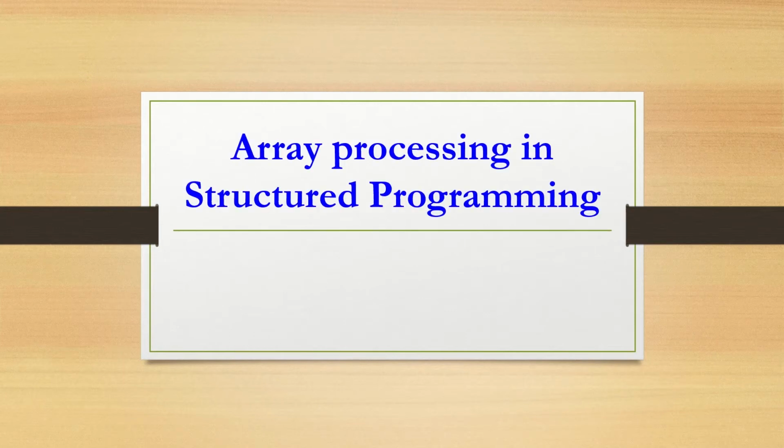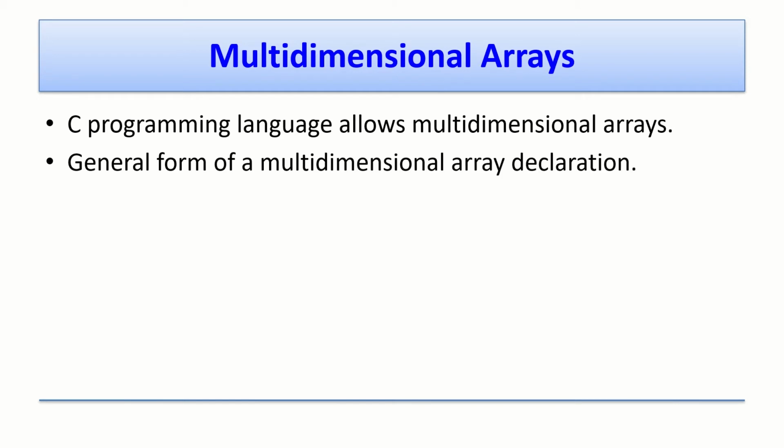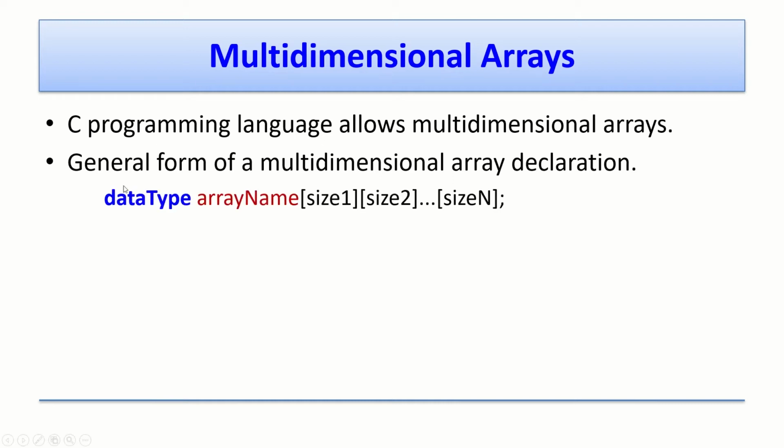In this video, we are going to discuss the second part of array processing in structured programming, that is multidimensional arrays. In C programming, we can define multidimensional arrays. This is the general form of declaration of a multidimensional array. We specify the data type, then the identifier, or in other words the array name, and then the size of each dimension.